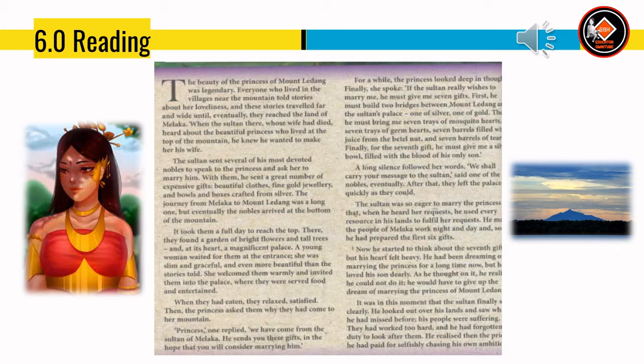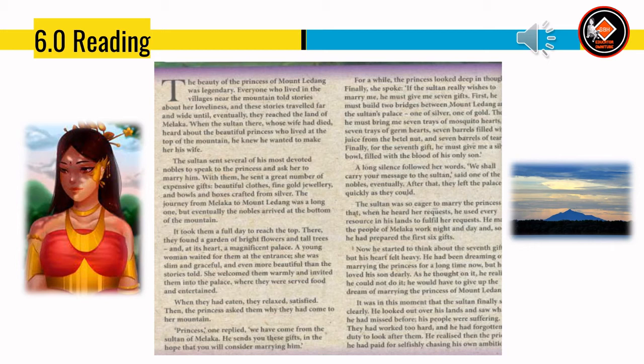A long silence followed her words. "We shall carry your message to the Sultan," said one of the nobles, eventually. After that, they left the palace as quickly as they could. The Sultan was so eager to marry the princess that, when he heard her request, he used every resource in his lands to fulfill her requests. He made the people of Malacca work night and day, and soon, he had prepared the first 6 gifts.